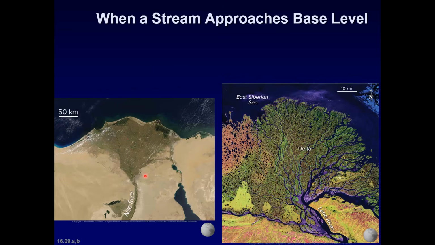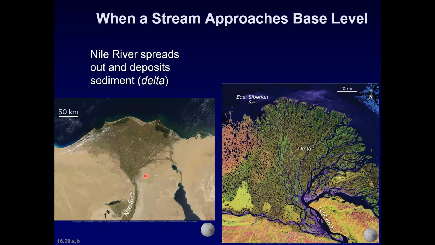So when a stream approaches base level, we'll look at the Nile River. It has a delta that spreads out in a fan shape. The Nile River spreads out at base level and deposits that delta.